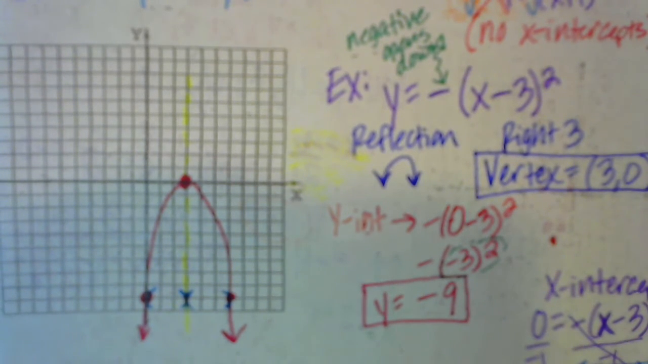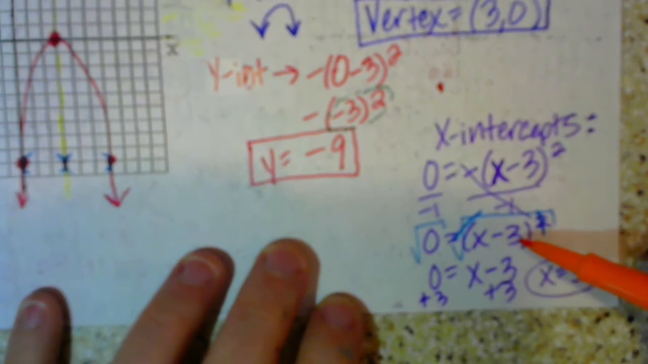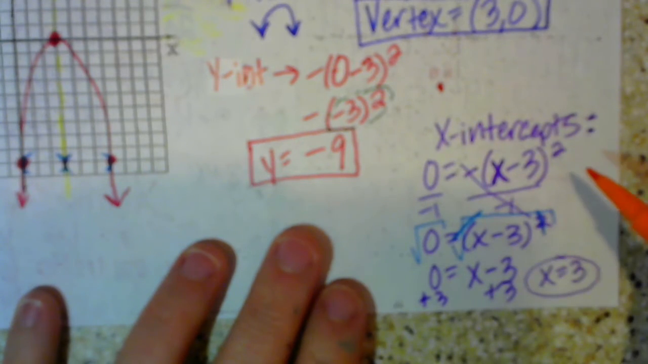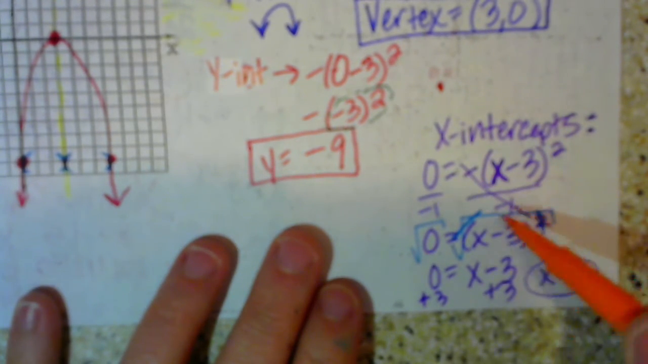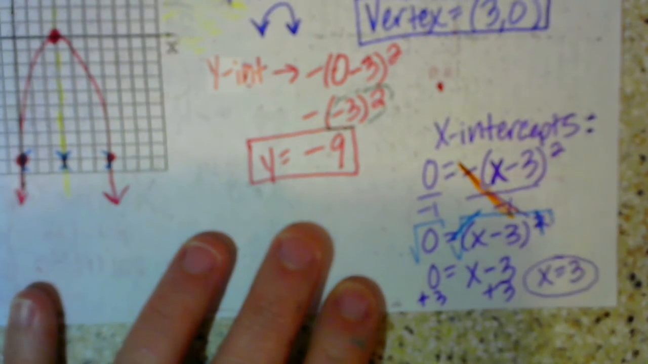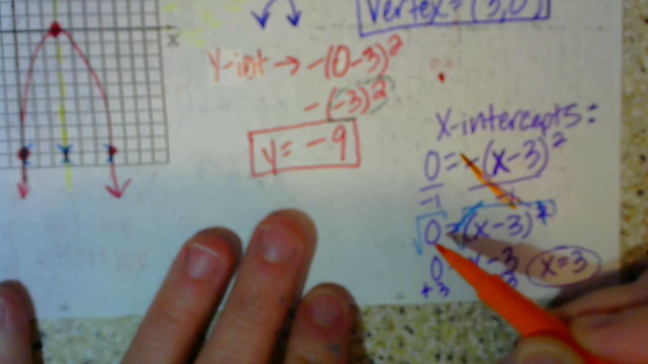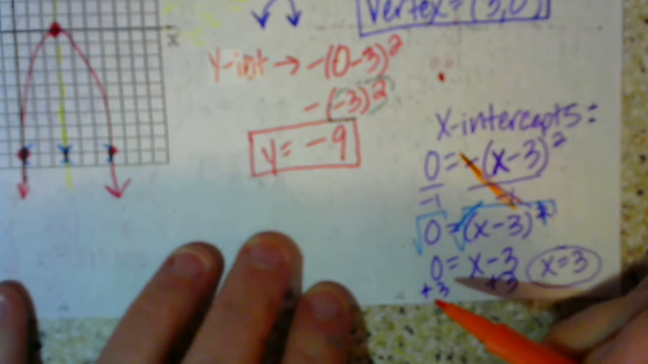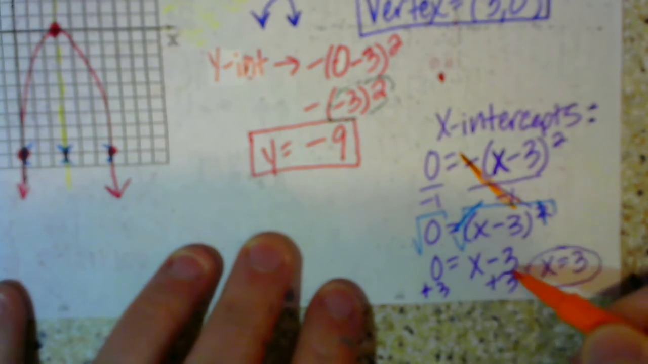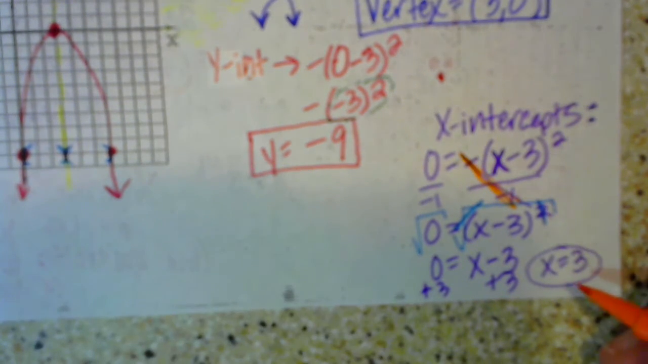And you may look at this and say, well, no, it doesn't have x-intercepts. It's just a vertex. Well, I can still show you how it would solve, and you could keep going. I set it to 0. I divide by negative 1 on both sides to cancel those negatives. I take the square root of both sides. I can take the square root of 0. Square root of 0 is 0. This just leaves x minus 3, and then I add 3 to both sides. I only have 1 x-intercept.